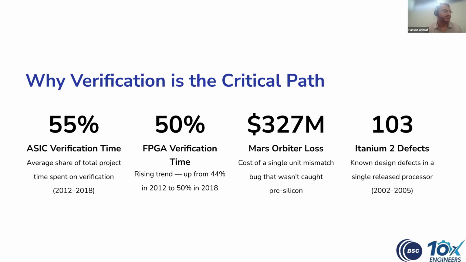The cost of a single unit mismatch bug that wasn't caught pre-silicon cost us $327 million. That mission would have succeeded with better verification. And 103 non-defects in one processor were released. Not potential bugs, these are the reported bugs that made it to the customer. Each one escaped verification. So you see, verification is critical.